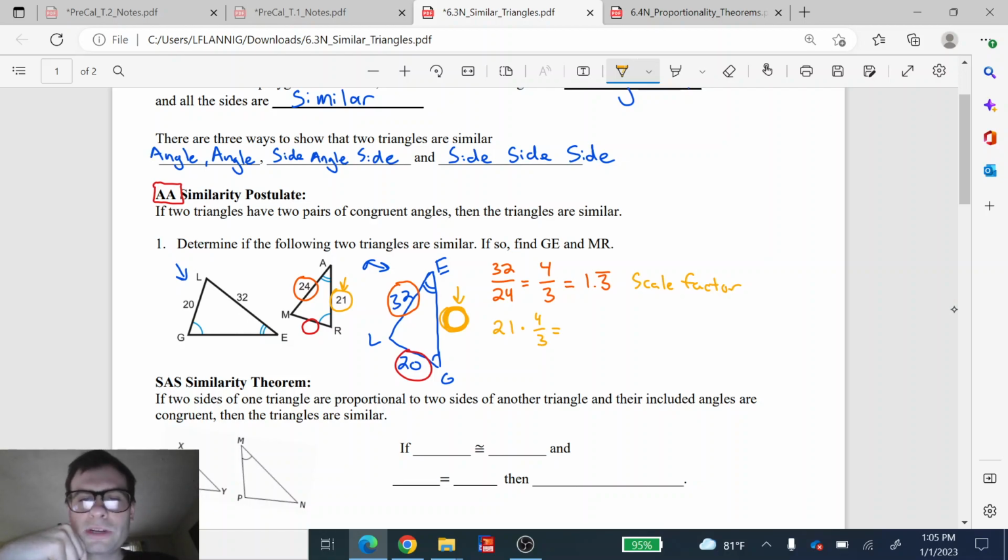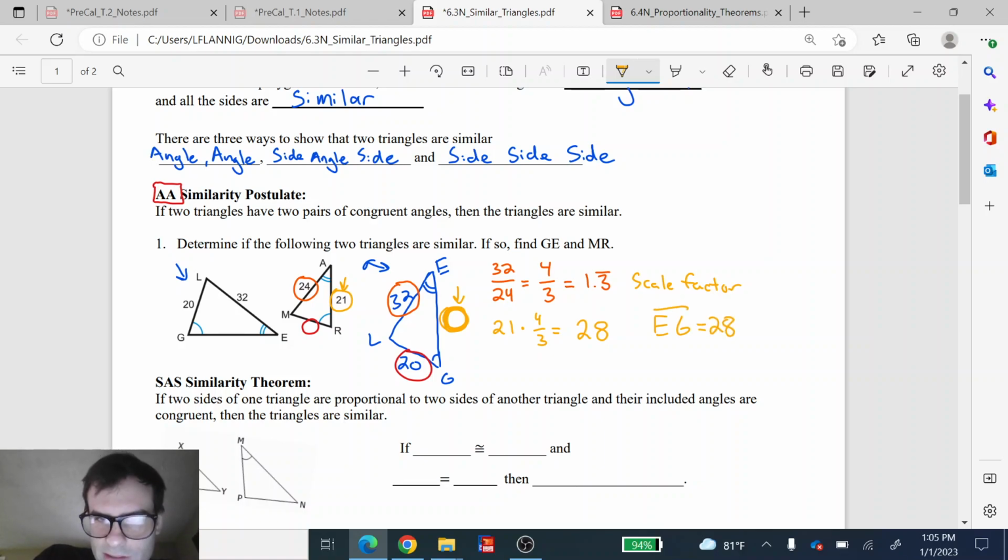When I do that, that's 21 times 4, and then divided by 3. And that ends up being, let's see, 7. 7 times 4 is 28. I'll just check my math real quick. Times 28. Sorry, times 21. And it's 28, yeah. So 28 is this missing side right here, EG. So we know EG is equal to 28, or GE, the same thing.